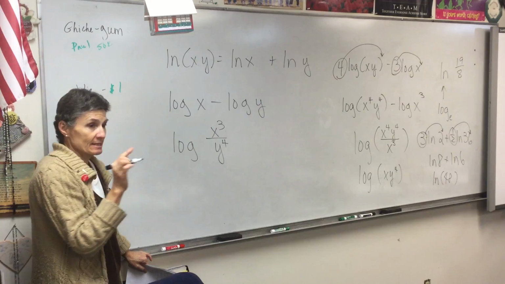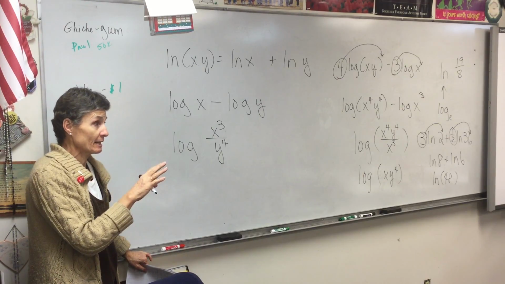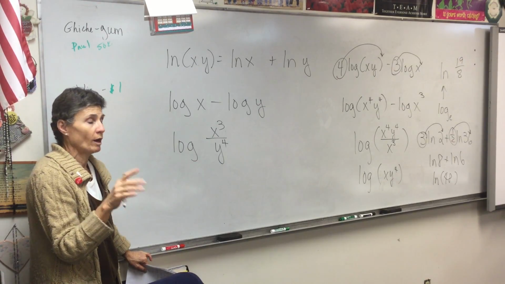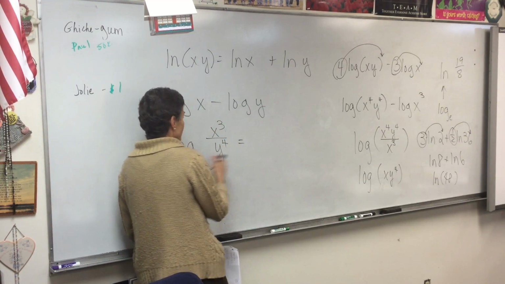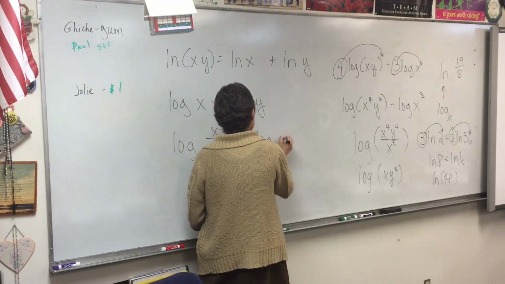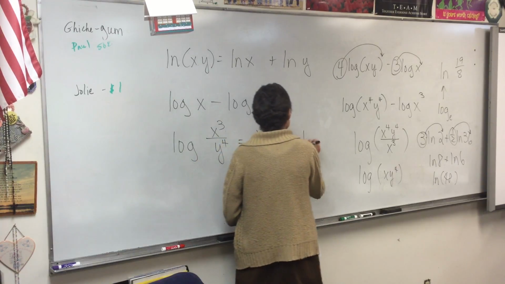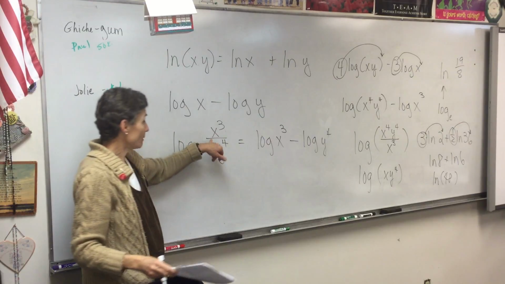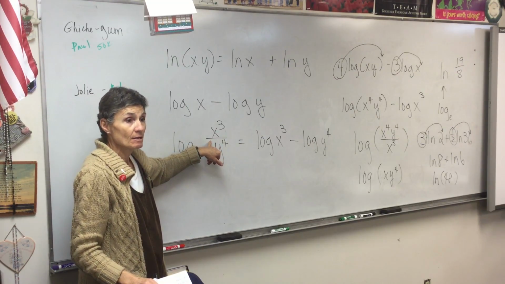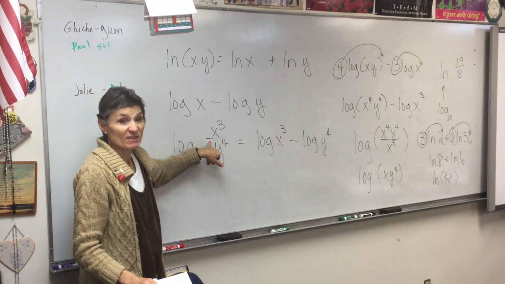Okay, good. This is a 2-step process. Gabby's done it all in one. You can do it in one if you want. But step 1 will be, let's separate it. So it would be log x cubed minus log y to the 4th. Now, why is it coming apart as a minus? Because it's a division.